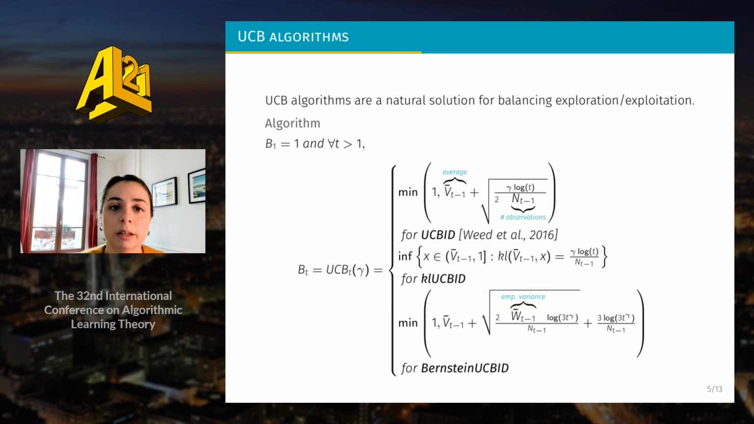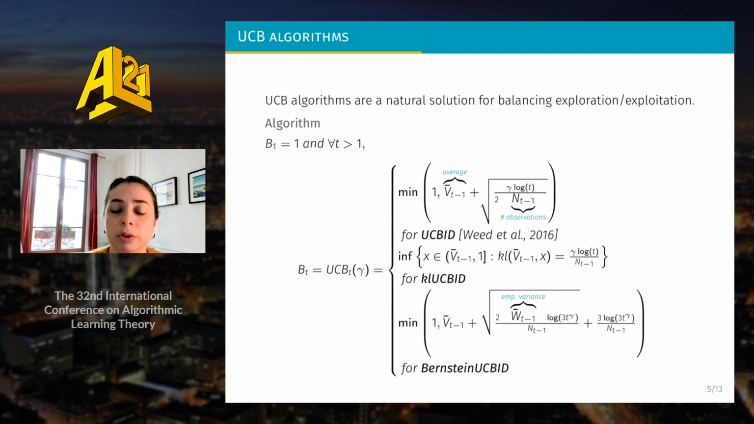So this is exactly the principle behind UCB algorithms for bidding in second price auctions. These algorithms build an upper confidence bound for the value. The first one, UCB, had already been studied in a previous work and is based on Hoeffding's inequality.